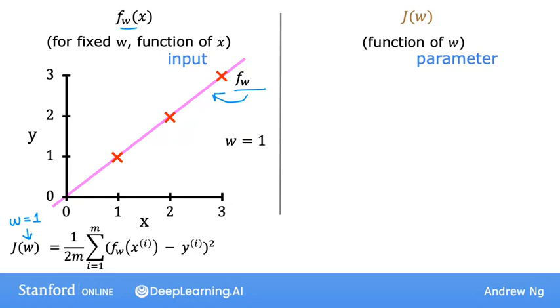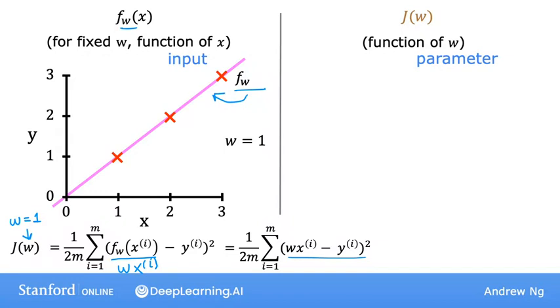So if you substitute f_w of x_i with w times x_i, the cost function looks like this, where this expression is now w times x_i minus y_i. For this value of w, it turns out that the error term inside the cost function, this w times x_i minus y_i, is equal to 0 for each of the 3 data points.